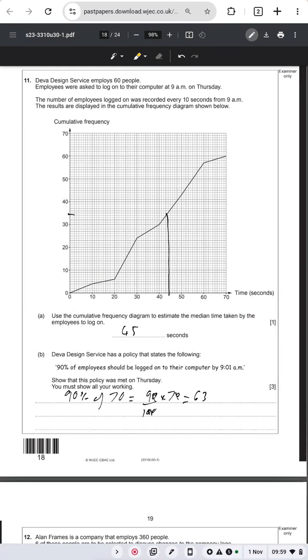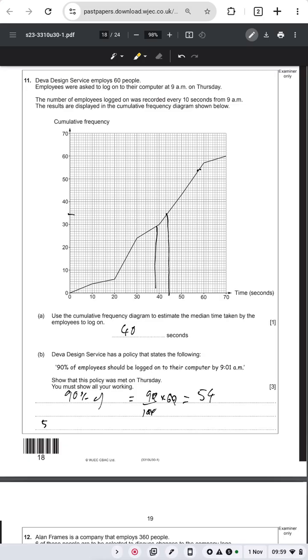Oh, one sec, we've made a mistake here. It's not 70 people. There's 60 people in the company. So that means we're actually looking for the 30th person, which is there. So it's actually 40 seconds. The one above, and this is going to be 60 times 0.9, which is the 54th person. So we're going to look for the 54th person, which is about there, which is at about 59 seconds.